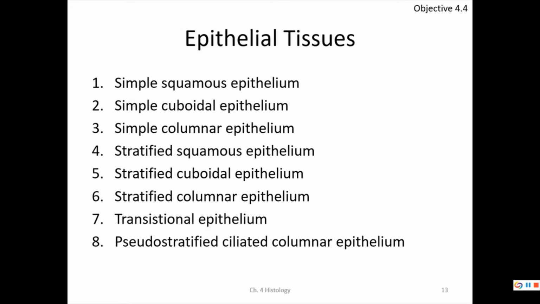Now, as I said, we have simple and stratified of all three shapes. So there is simple squamous, simple cuboidal, simple columnar. There is stratified squamous, stratified cuboidal, stratified columnar. But there are two that don't fit this. They're called transitional epithelium and pseudostratified ciliated columnar epithelium.